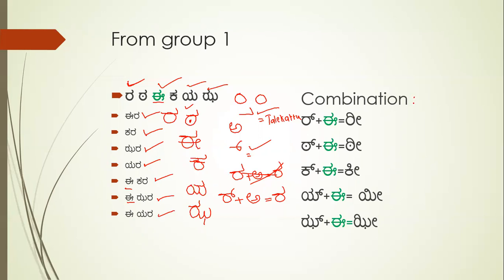Now let's go for the combination part. As I told you, any consonant is made half by adding halant. I have added halant to ra. Then ra plus e, if I take, it becomes re, right? And re always has this and this, like in a box. This you will add with any consonant and it becomes re. Then if I take ka, what is the combination?